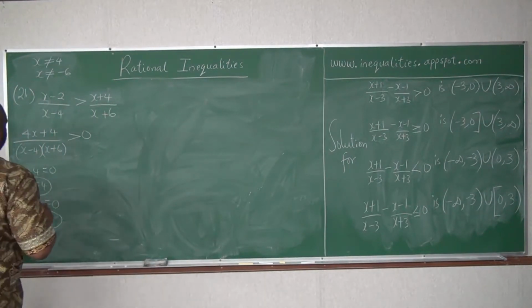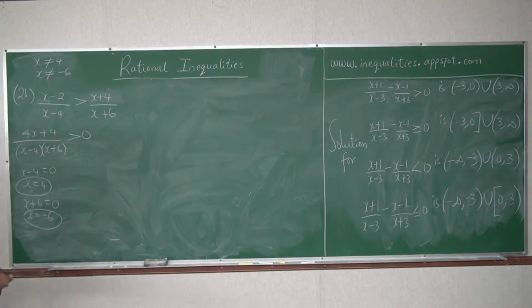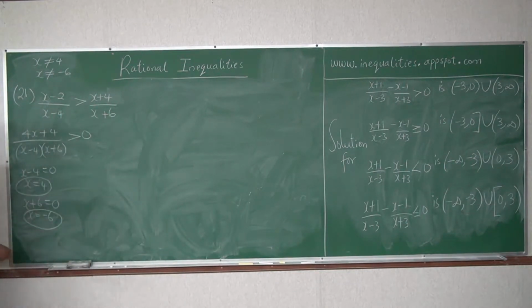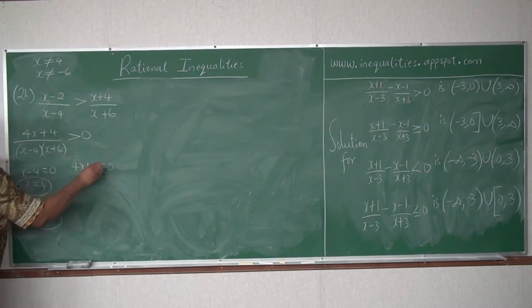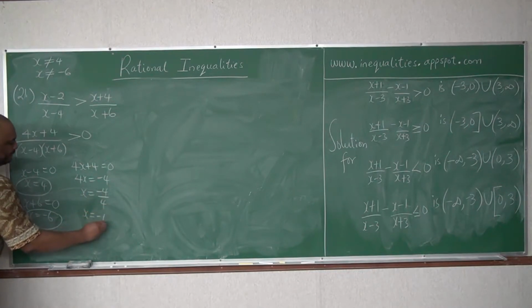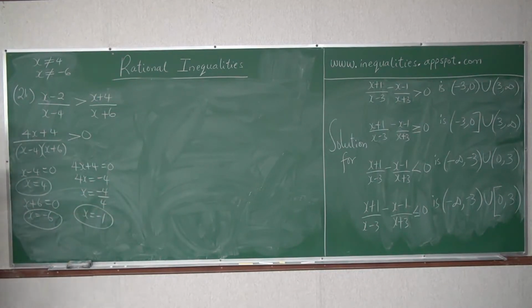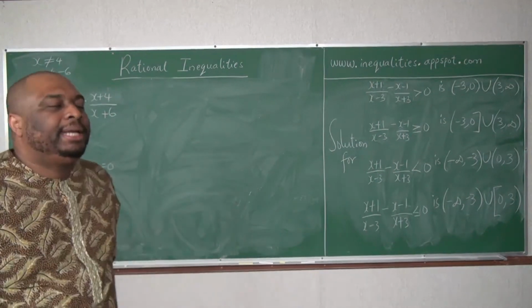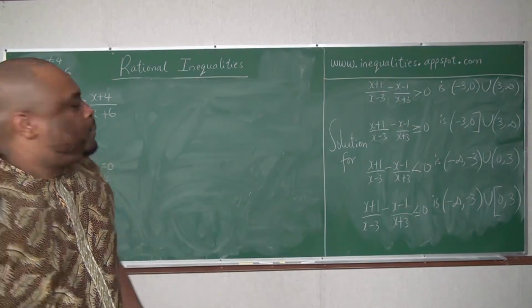Then the numerator. We also consider the numerator as well, like we said in the previous video. So we have 4x plus 4 equal to 0. 4x is negative 4. x is negative 4 over 4. x is negative 1. Negative 1 can be in the domain. Yes, it can be in the domain.